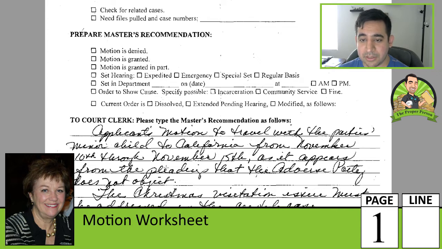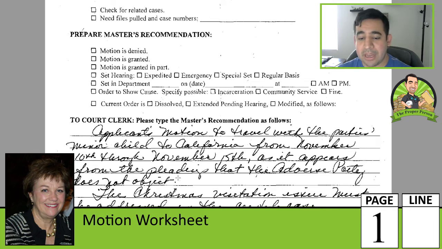And there's something here. Applicant's motion to travel with the child to California. As it appears from the pleadings, the adverse party does not object. It doesn't specifically say it's granted in that handwriting, but I'm assuming, I mean, they obviously drew that conclusion because that's what they put in the order. And then it says the Christmas visitation must be addressed in the custody case.